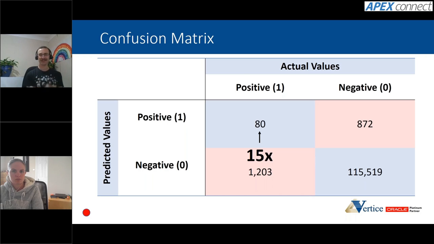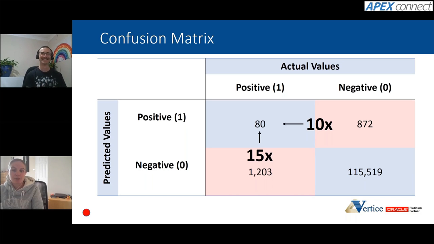So if you are committing fraud under this rule system, you are about 15 times more likely to get away with it than actually be caught. Okay, maybe my rules aren't too good here. And looking at the false negatives as well, again, you're about 10 times more likely to be in the false negative camp than the false positive. So overall, I haven't really done very well here, have I?